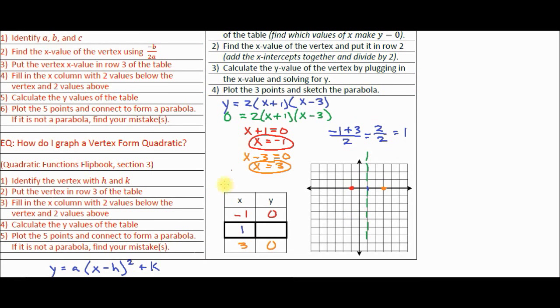Now our only other thing now is we have to plug that 1 back into our equation to figure out what the y value is. You can do that with your calculator. You'll just put in your calculator 2, parenthesis, 1 plus 1, parenthesis, then open parenthesis again, 1 minus 3, parenthesis. When you put that in your calculator, you're going to get the y value is equal to -8. So we know that our vertex is at 1, -8. So 1, 2, 3, 4, 5, 6, 7, 8. It's right here. Notice it remains on the axis of symmetry.